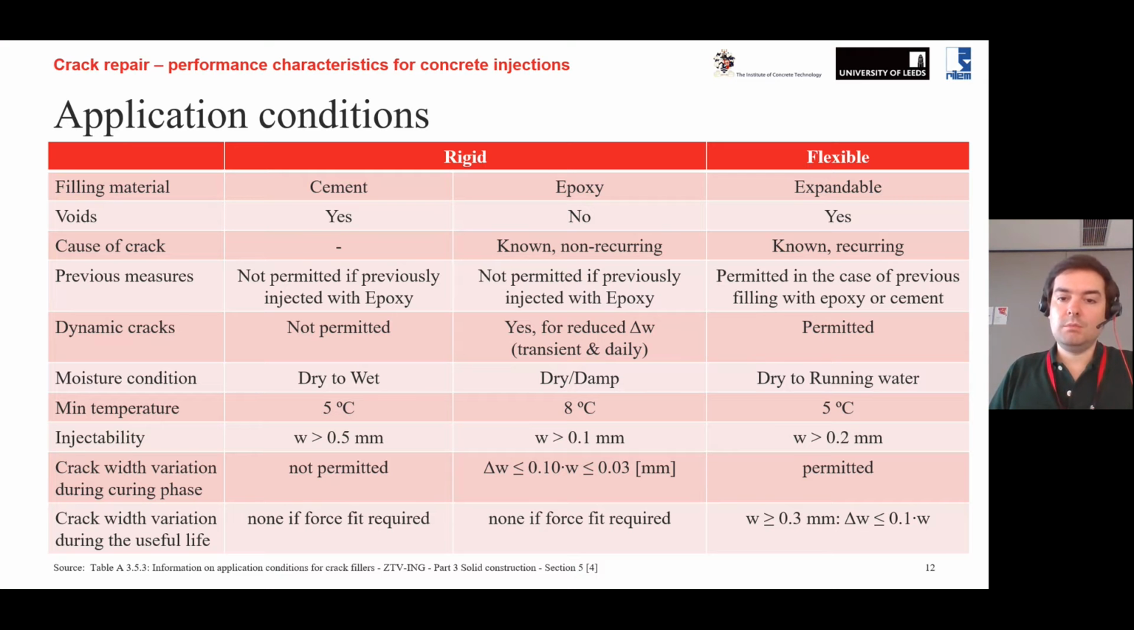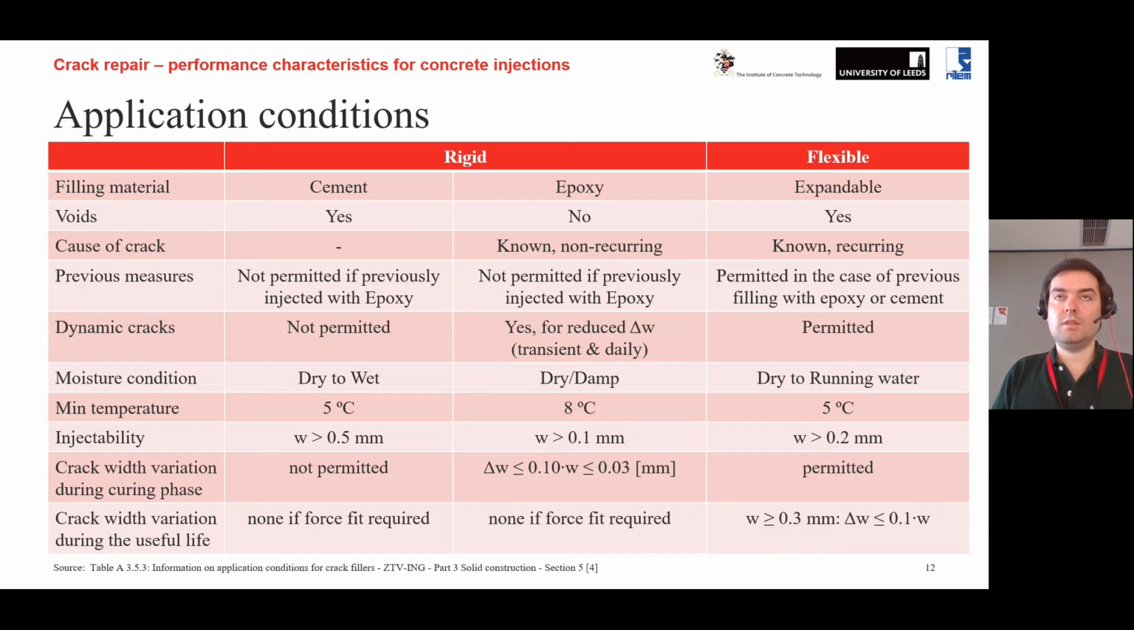And for polyurethane, the standard is 0.2 millimeters, so quite a good range over here. Also quite important to understand is the change of width during the curing phase. For cements, you need to be sure that the structure is not moving. If necessary, for example in wind energy applications, you may have to stop the structure from operating. With epoxies, you do allow some movements, but this requires a very sophisticated understanding of the crack width changes.